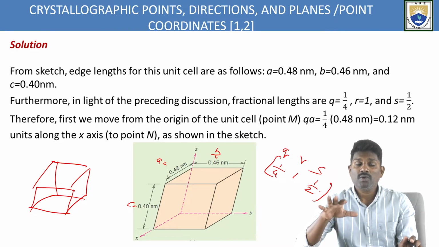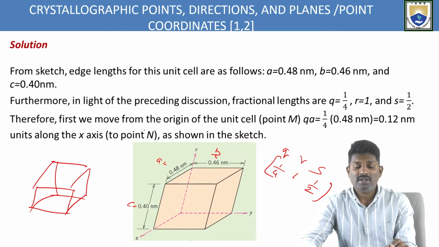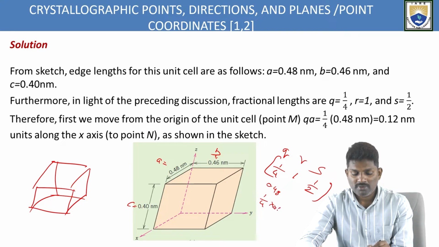Now from this we have to locate the position of the point with reference to the coordinate axis. So what we do here, first we move from the origin of the unit cell to point M, that is q into a, that is 1 by 4 into 0.48. How much are you getting? 1 by 4 into 0.48 is approximately 0.12 nanometers.